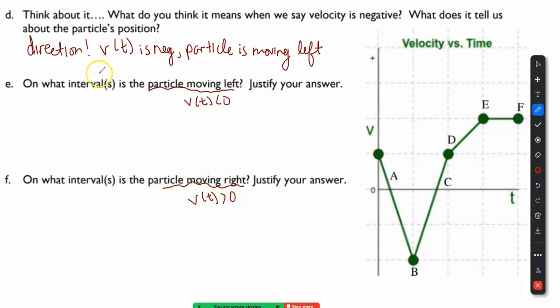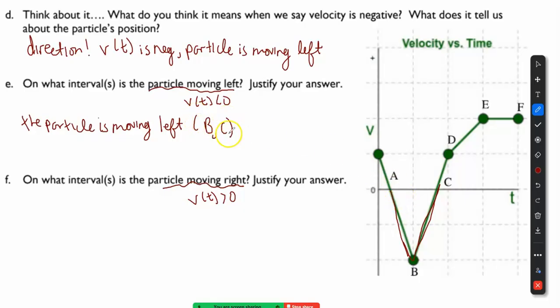So go ahead and try to write statements for these. So I would say the particle is moving left. I'm looking for where it's negative, so that's this part, A to C. Since the velocity is less than 0 on that interval.